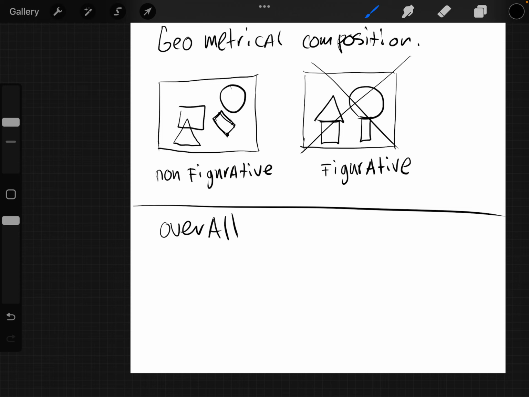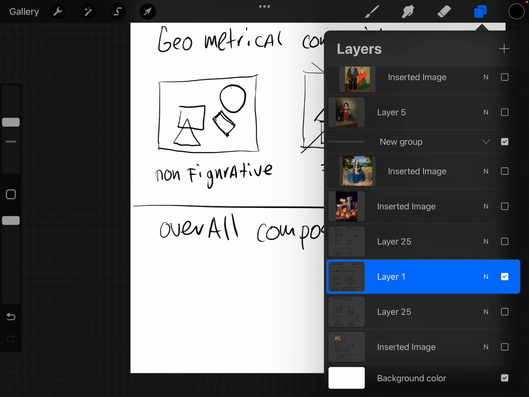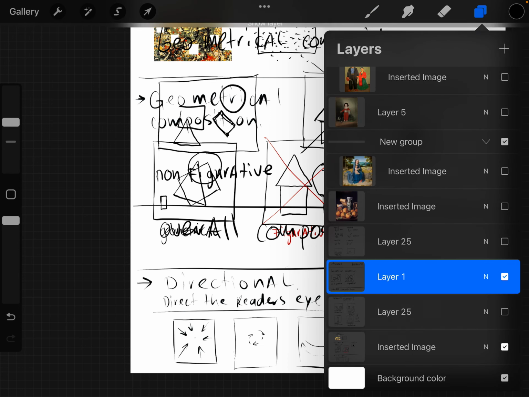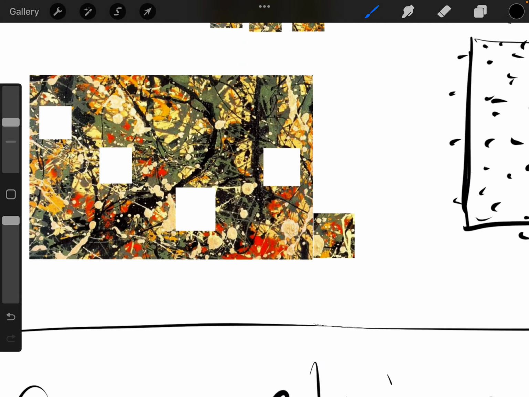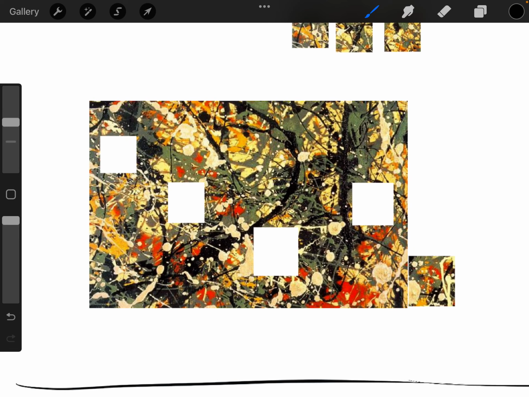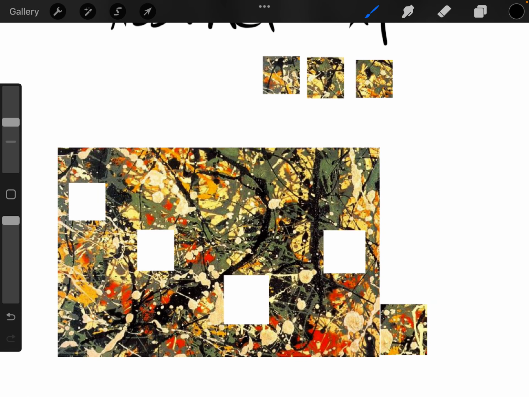I have this one, which is called overall. So overall composition is a composition that is made specifically for this type of painting. I think I have an example here. Yeah, let me do this, it's better. Look, it's already here. It's made for a painting like this, a splatter painting, right?